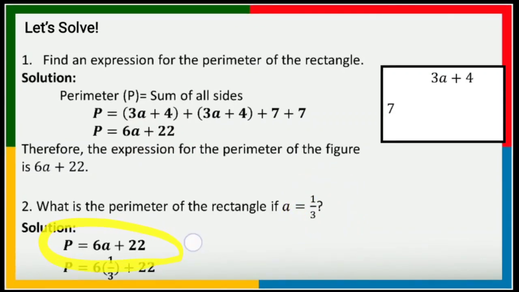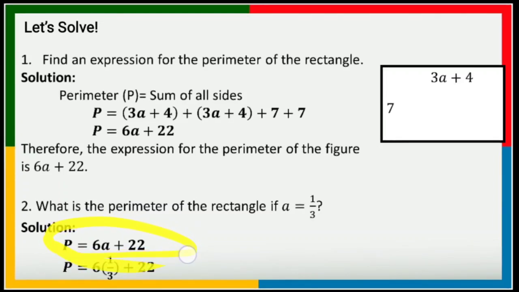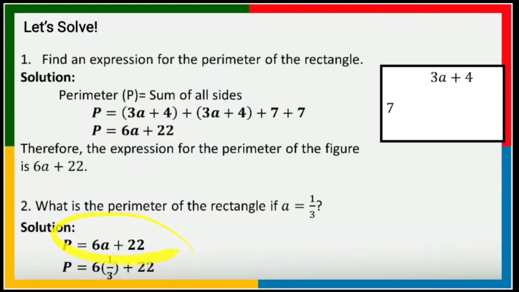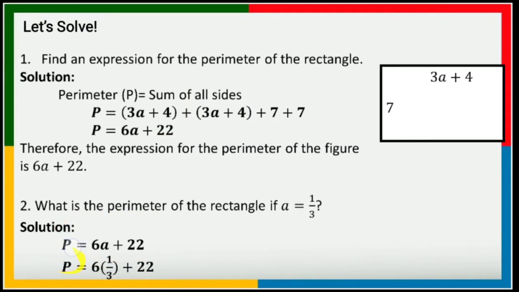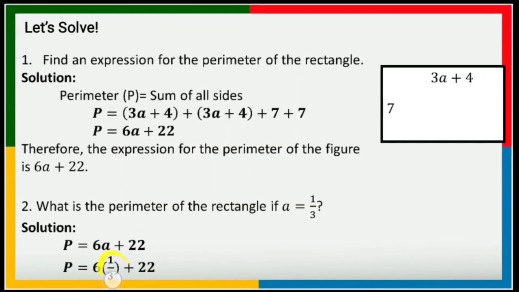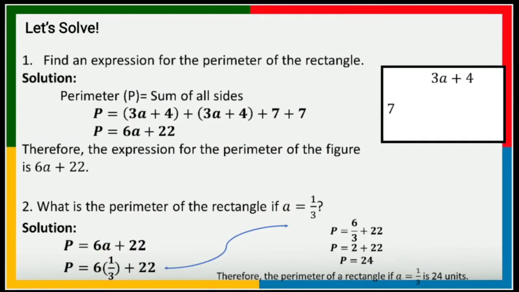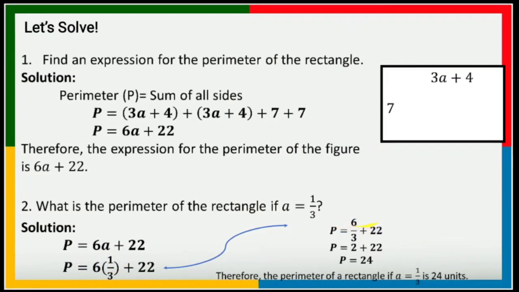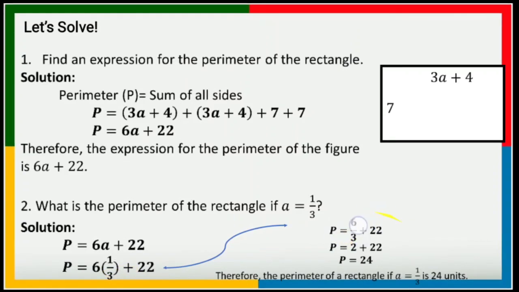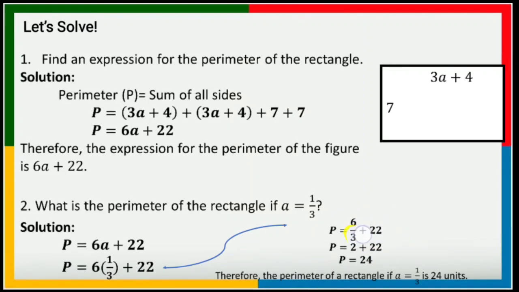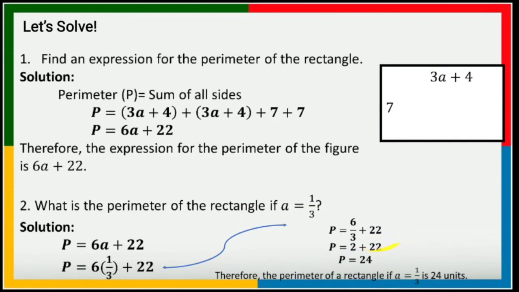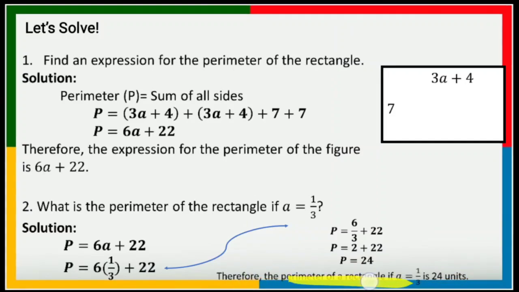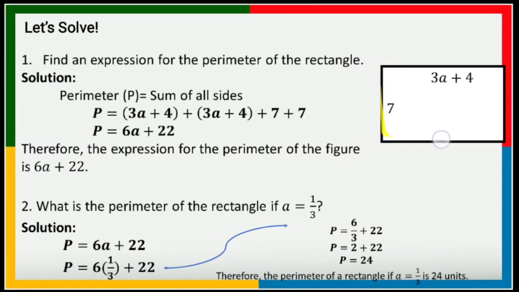So as you can see in our solution, the perimeter of the rectangle is equal to 6a plus 22. Then solve for the perimeter, substitute a by 1/3. We will have this solution: 6 times 1 is 6, then divided by 3, plus 22. 6 divided by 3 is positive 2, plus 22 is 24. Therefore, the perimeter of the rectangle, if a is 1/3, is 24 units. So the total of these sides is 24 units.